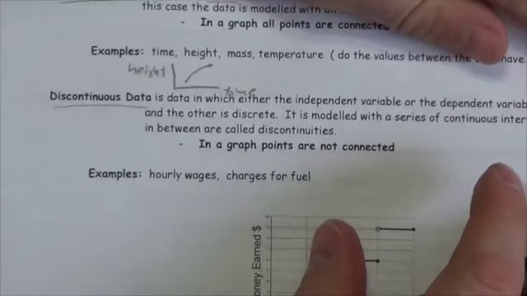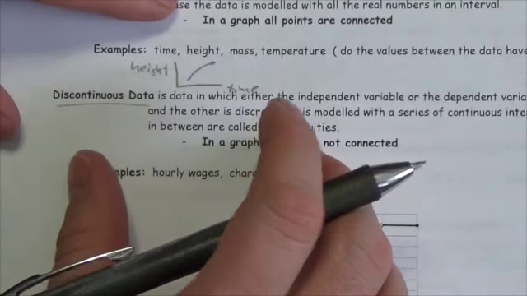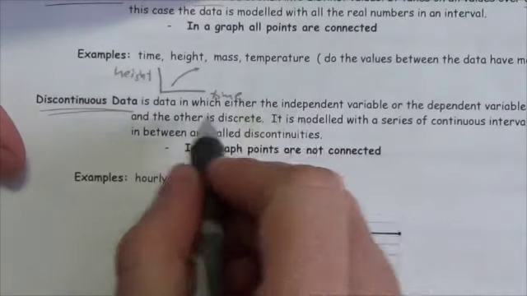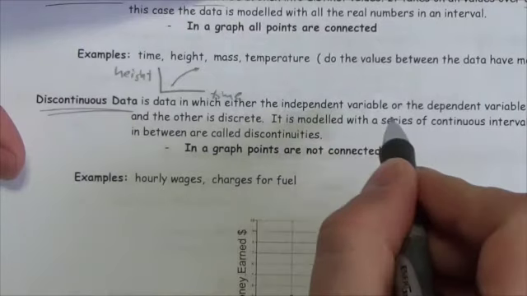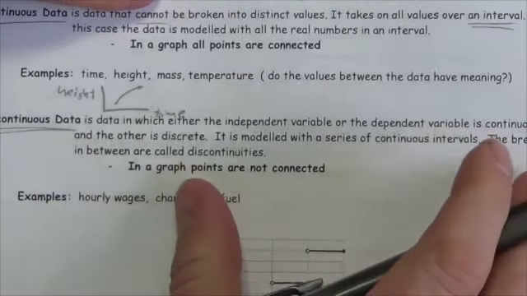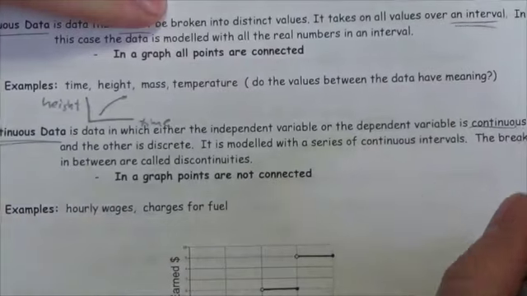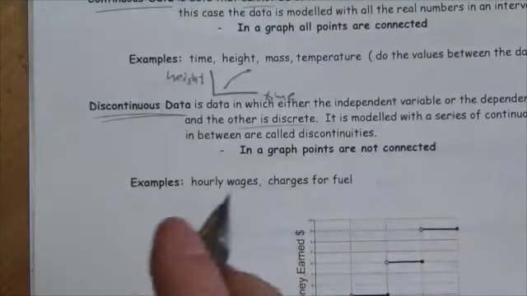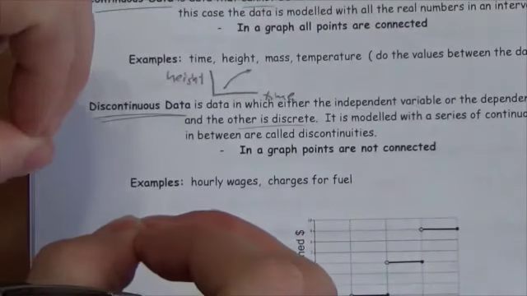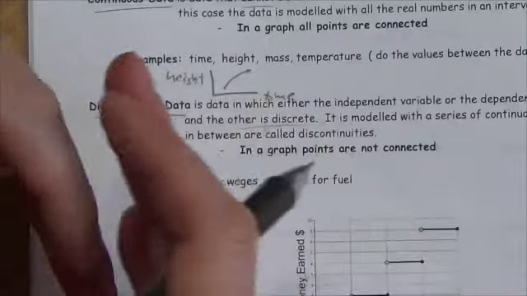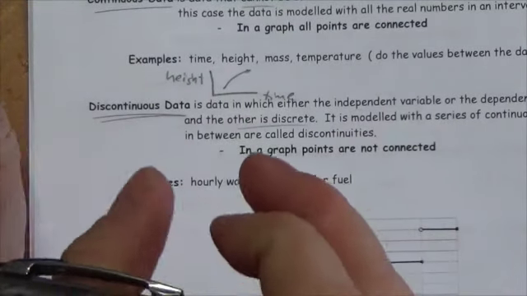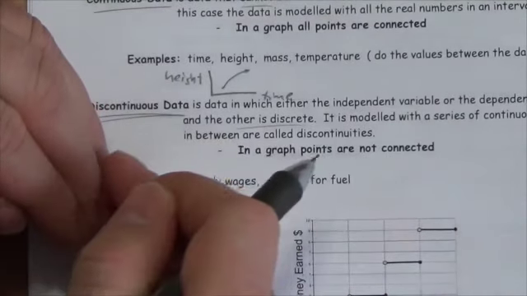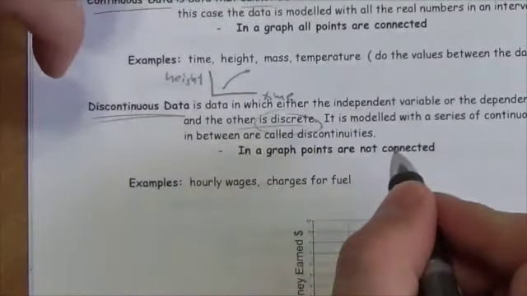Now compare that with something that's discontinuous. Okay, so discontinuous data is data in which either the independent variable or the dependent variable, one or the other, is continuous, but the other one is discrete. Now, what we mean by discrete is that it takes on exact, specific values, not intervals of values, okay? Single values, maybe a whole set of single isolated values, but not all the numbers in between. That's what we mean by discrete, okay?